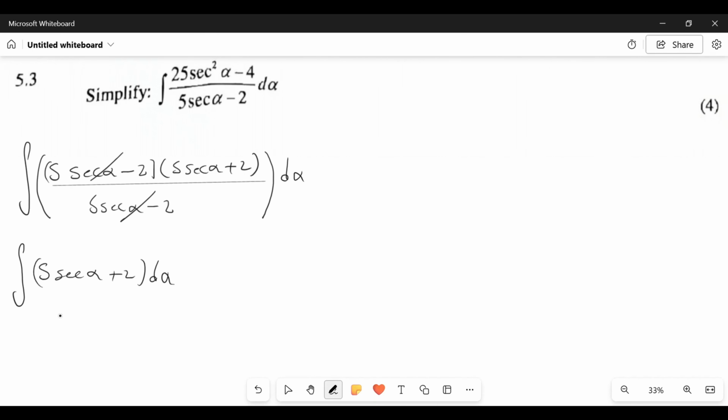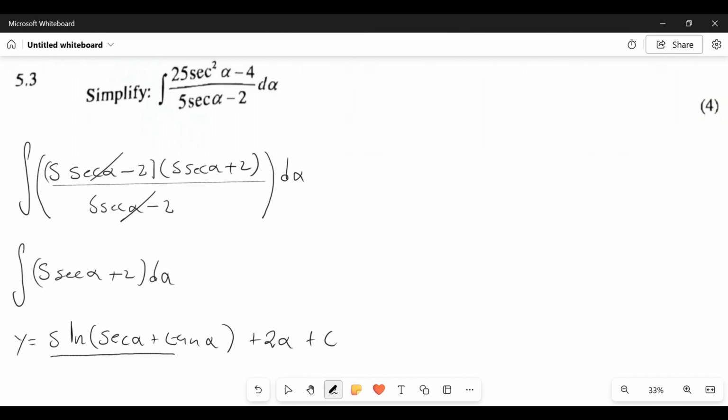So from here we can start integrating. Let's integrate our expression after simplifying. Looking at the first term, 5 sec alpha, this is an integral of sec. If you go to your formula sheet, guys, this gives you 5 ln of sec alpha plus tan alpha. Plus, since we have a constant here, remember when you integrate a constant, you just multiply that constant with the variable you're integrating with respect to. In this case it is alpha, so it's 2 multiplied by alpha. Since these are indefinite integrals, our final answer we must write plus c.